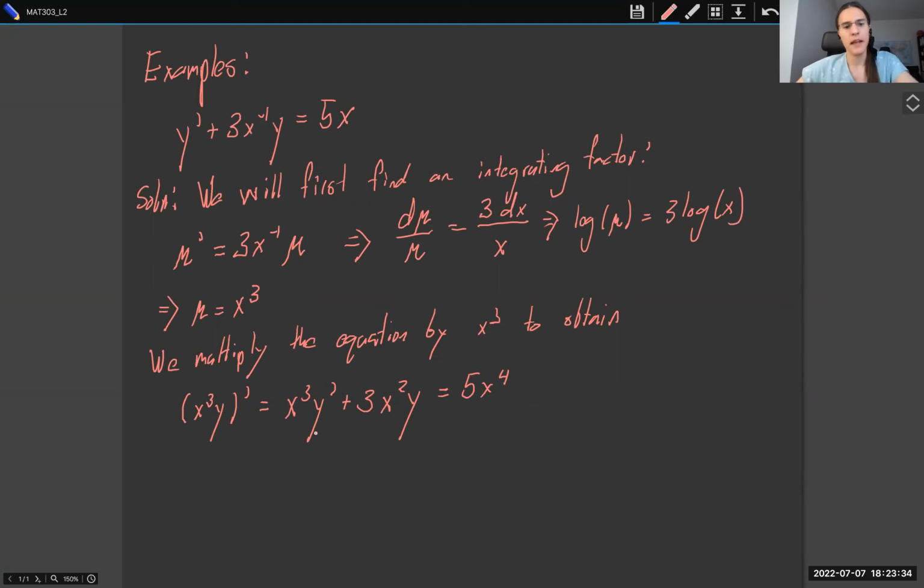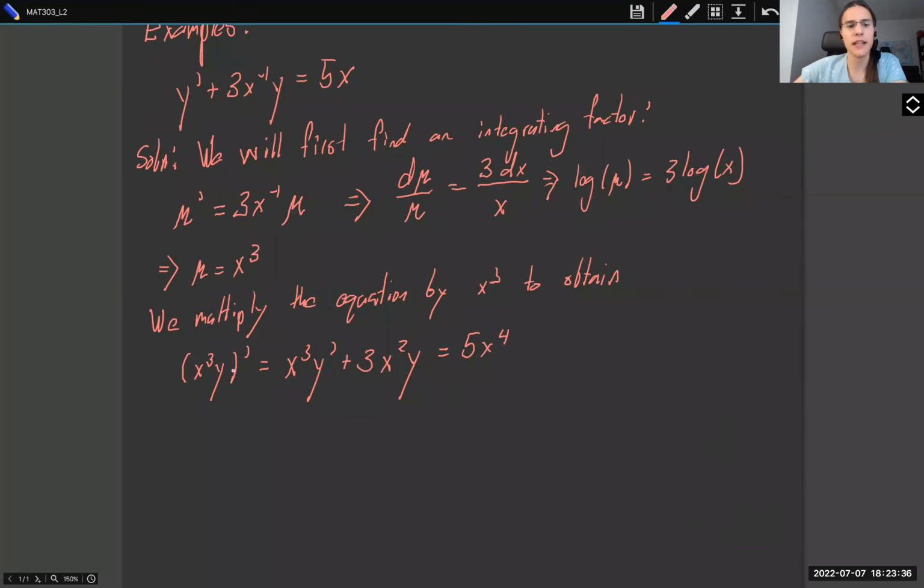Right. Now, what happens is that I have this derivative and then this. And so I integrate both sides. And so I get that x cubed y is equal to the integral of 5x to the power of 4 dx. And I am going to actually want the constant now. So first off, if I integrate this, what do I get?